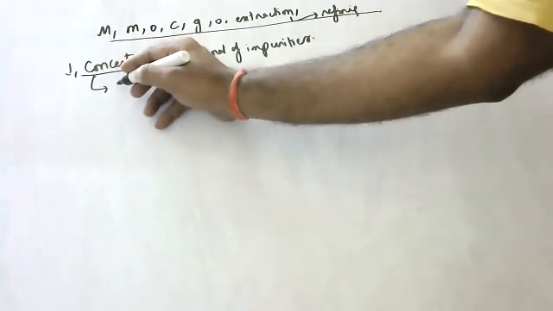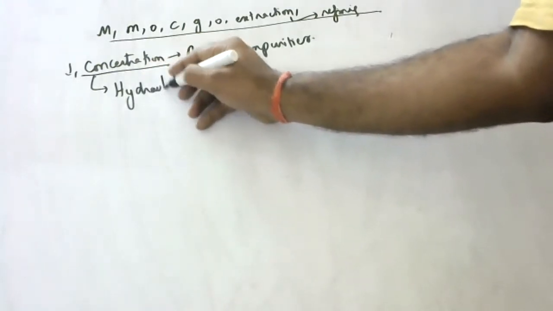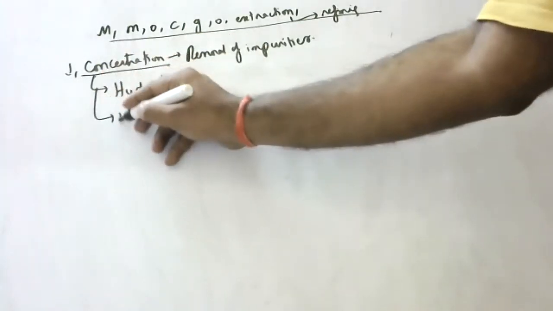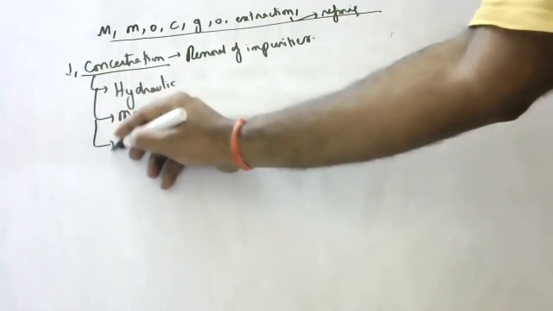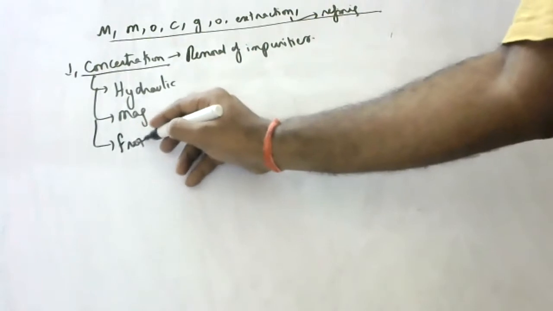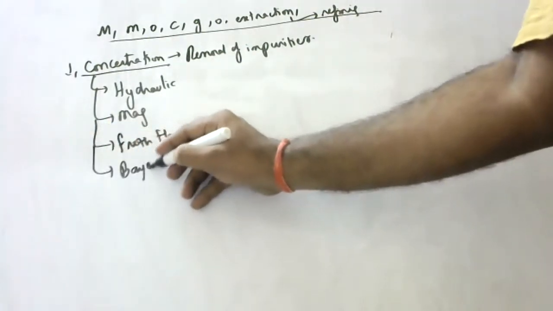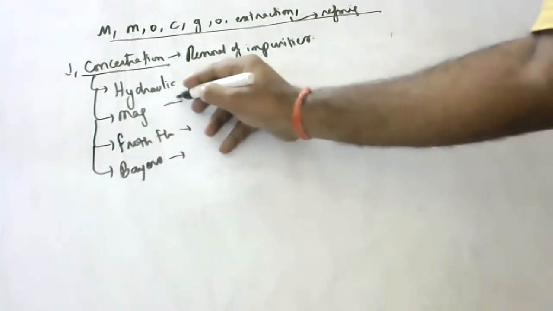Okay, so what are the different methods of removal of impurities we have? We have so many different methods. Some of the famous methods I will say, only famous methods. First one is hydraulic washing. Second one is magnetic separation. Third one is froth flotation. And fourth one is Bayer's process. So many different methods are there, and these are some of the famous ones.